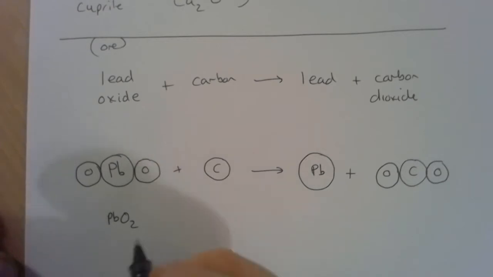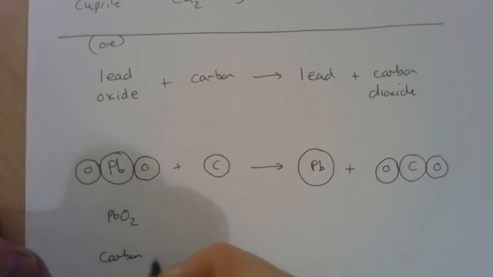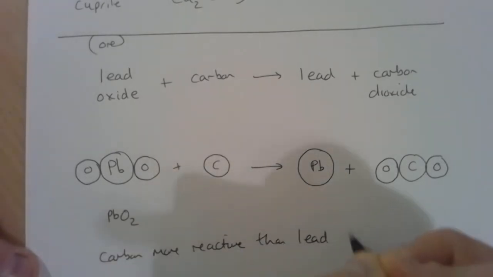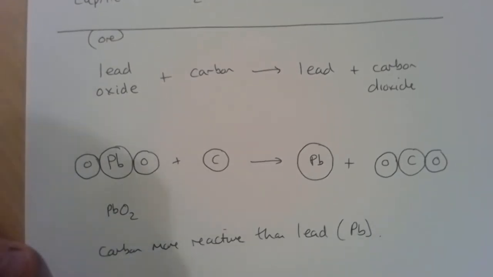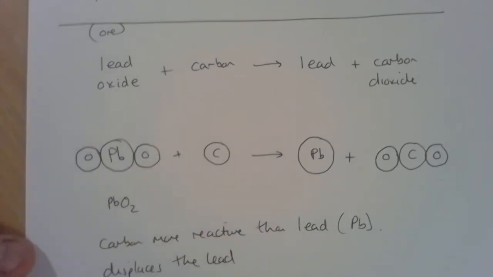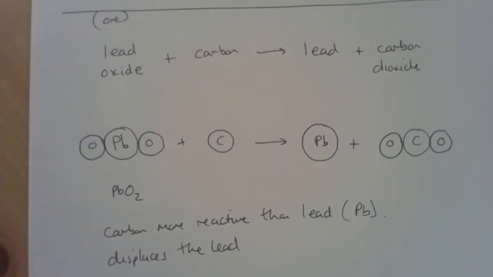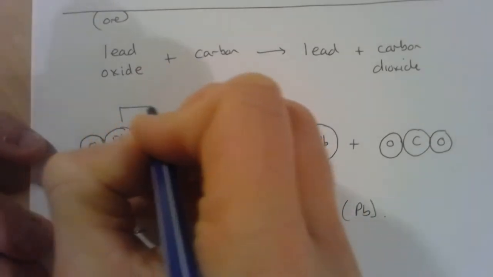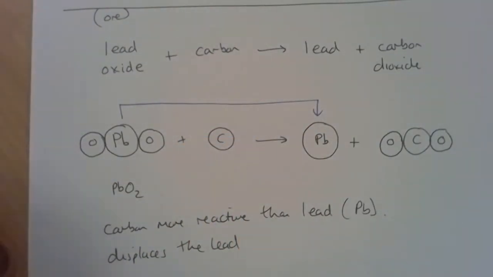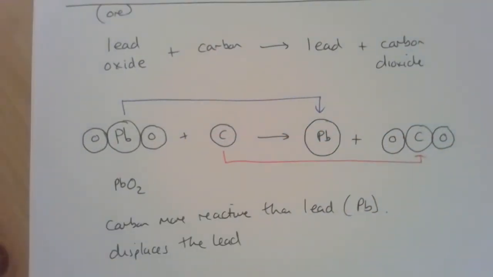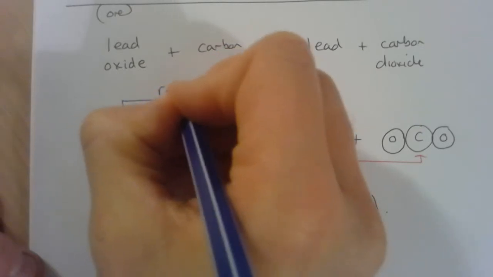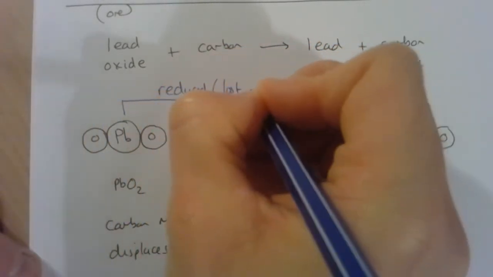So the key thing here is that the carbon is more reactive than lead, and therefore it displaces the lead. We're going to see in future lessons what this word displacement means and the chemical reactions that take place. We need to be able to describe what's happened to lead and what's happened to carbon. So in terms of oxygen, lead has gone from lead oxide to lead, so it has been reduced because it has lost oxygen.